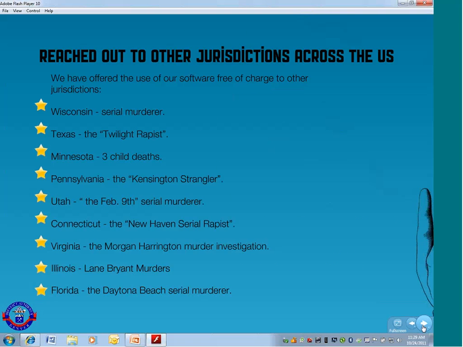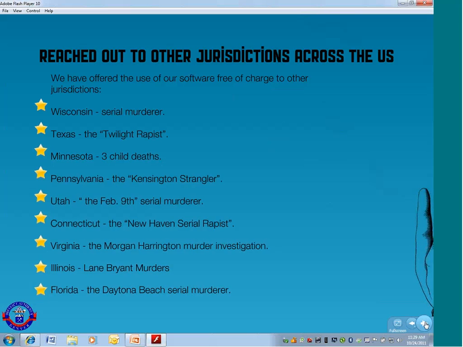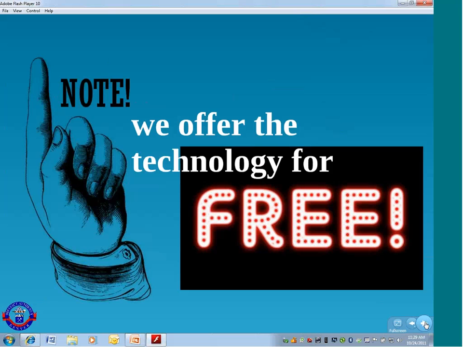We've reached out to other jurisdictions across the United States, offering our software for free. Wisconsin is currently in the process of accepting our software. They're having some IT issues, but otherwise everything has been done. We've offered it to 27 different states at this time. We offer the technology or the software for free, so there's no cost to the lab to purchase the software.